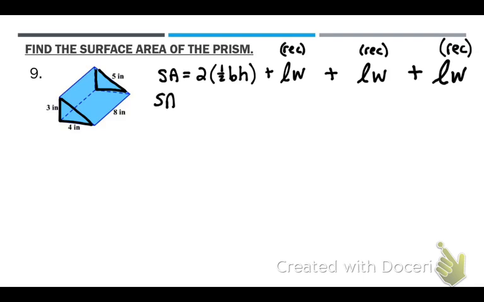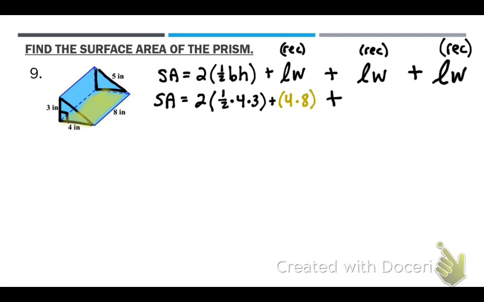I want you to see once again, we've got 2 times half times base. Now remember, the base is going to be the bottom of our triangle down here. So our base is going to be 4, and then the height of the triangle is going to be 3. Now let's focus specifically on one of the rectangles, all right? Let's focus on this one down here at the bottom. That, you can see, is 4 times 8.